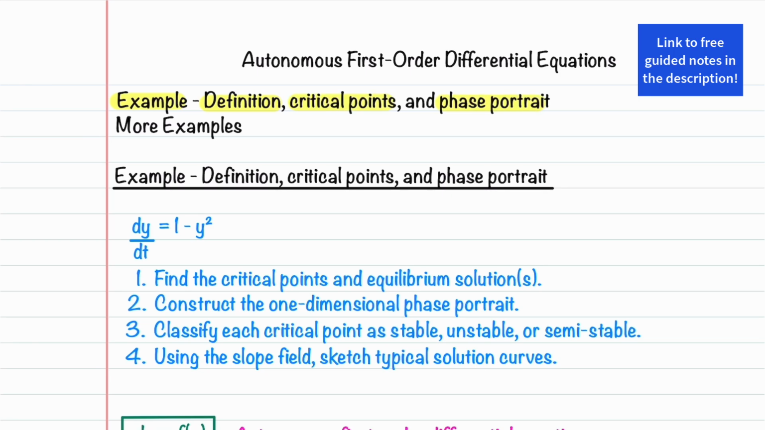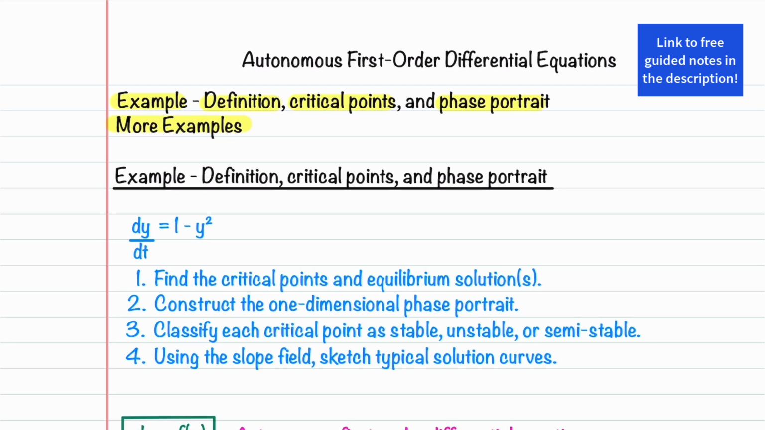We'll also learn to classify critical points as stable, unstable, or semi-stable, and use slope fields to sketch some solution curves. Finally, we'll look at some more examples so that you can see how the analysis changes when an equation has different numbers of critical points.